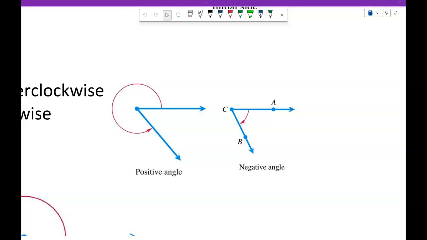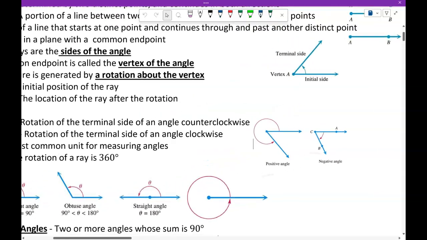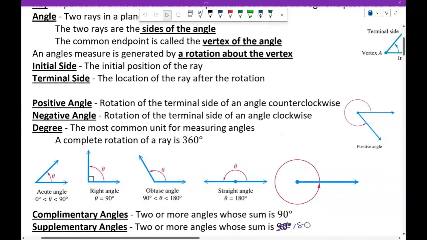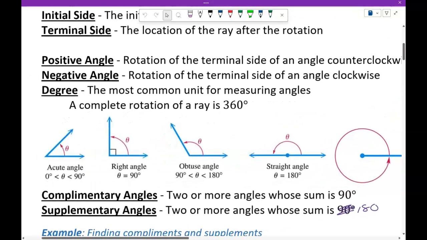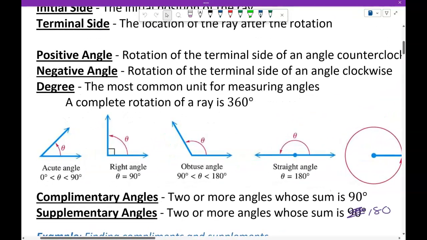As we see, these two angles have very similar locations for their initial and terminal side, but the direction of the rotation varies, so the angles would be different amounts. Positive angle rotations rotate counterclockwise, while negative angle rotations rotate clockwise. The most common unit for measuring an angle is a degree, and a complete rotation is 360 degrees. We'll also talk about how we can break up degrees into minutes and seconds later. Another common measure for angles is radians, which we'll cover in a later unit.